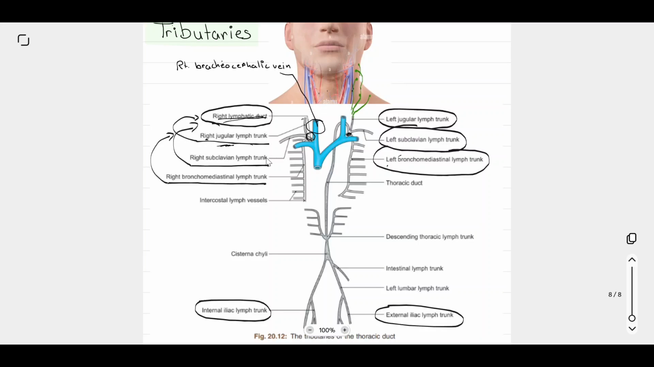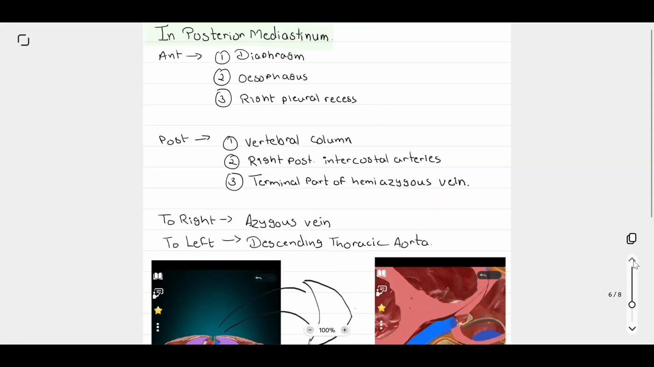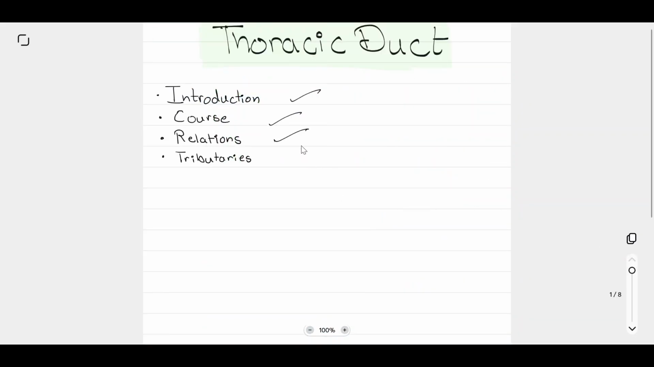So majorly we have all these six, 1, 2, 3 in the left region and 1, 2, 3 in the right region. These three all drain into right lymphatic duct. And in the last, just for your knowledge, in lower body we have external iliac lymph trunk and right and left external and internal iliac lymph trunk, which drains into cisterna chyli, as I told you earlier with what is cisterna chyli. So done with the thoracic duct. Then with introduction, course, relation and tributaries of thoracic duct.